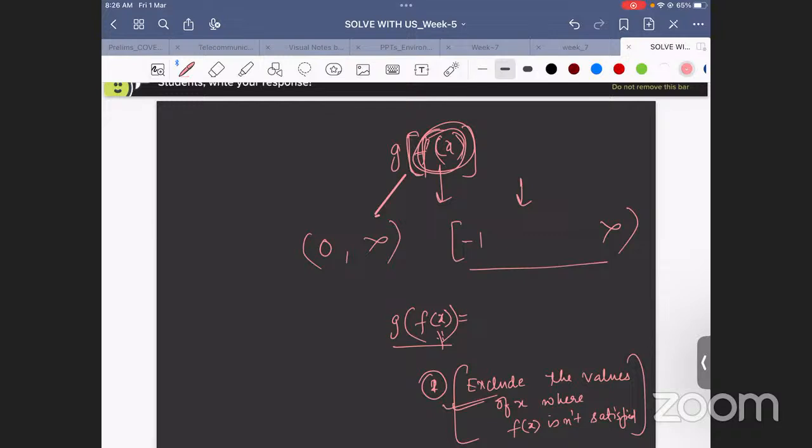Okay, and now 0 to infinity: we are saying whatever is the output of f(x) is what we will give as input to g(x). Correct. And the output is not -1 to infinity, the output is 0 to infinity. Then the domain of g(x) becomes 0 to infinity. No, no. But we have to take the intersection: the intersection of the domain of g and the range of f.